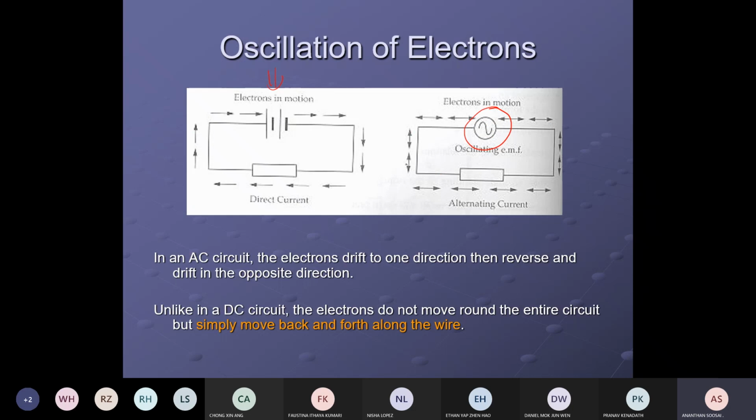In an AC circuit, the electron drifts in one direction, then reverses drift in the opposite direction. Unlike in a DC circuit, the electron does not move around the entire circuit, but simply moves back and forth along the wire. In DC, it's just one way.